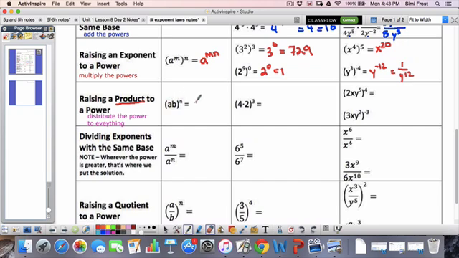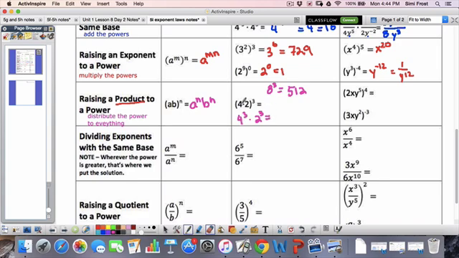So distribute it, or just send it to everything. We have a to the power of n and b to the power of n. Here, just to show you that it works either way, if we followed order of operations, 4 times 2 would be 8 to the power of 3. And then 8 to the power of 3 is 512. But let's try this a different way. Let's send this 3 to both of those inside. So we have 4 to the power of 3 and 2 to the power of 3.